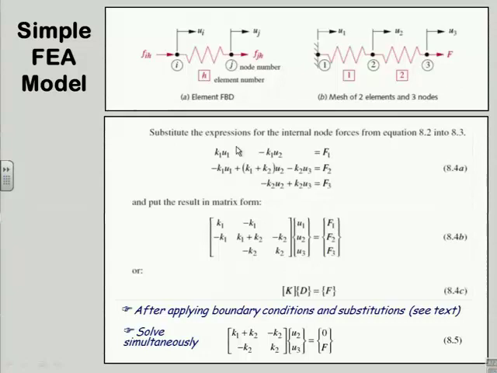So I can do some equation substitution. I'm combining those equations to get a larger matrix equation. Again, this is my stiffness matrix, so-called here, my displacement vector, and my force vector. In compact matrix notation, it looks like this.